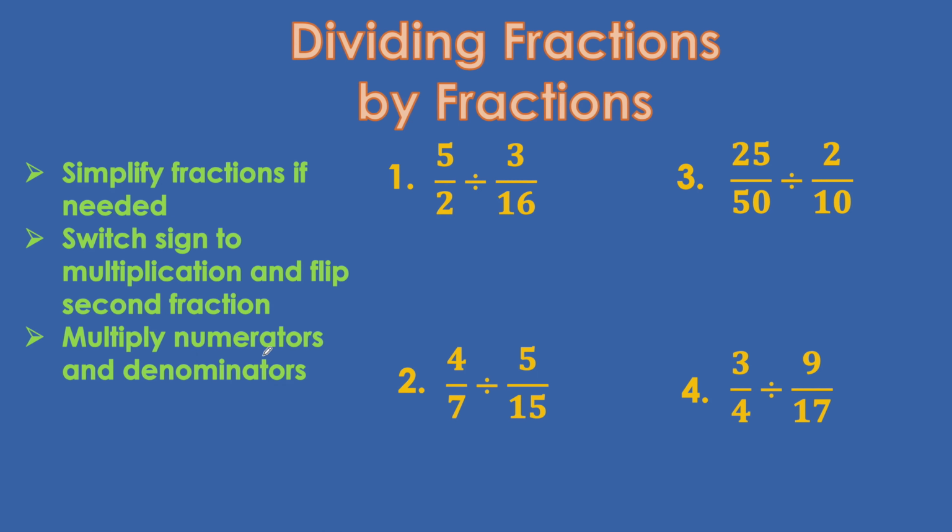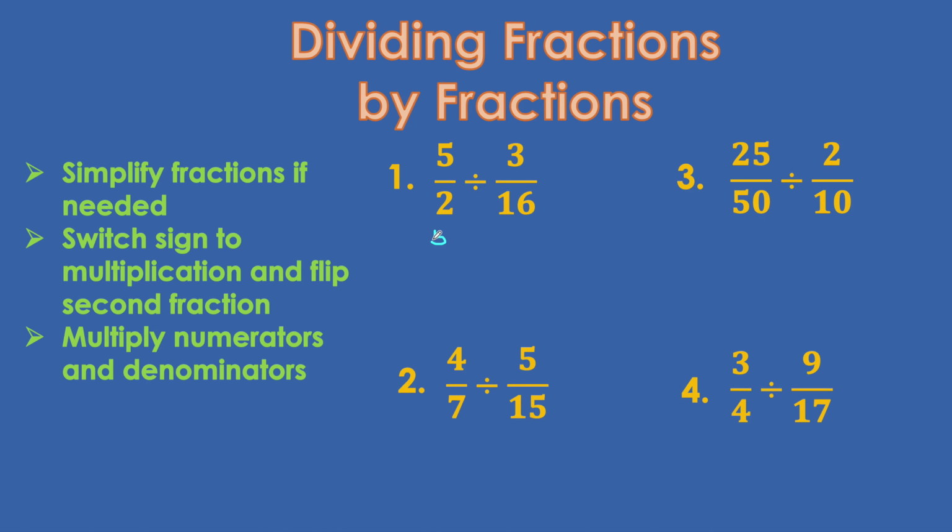There's a list of steps here that we can use to help us solve these problems. Let's look at the first one. We have 5 halves divided by 3/16. So the first step, you can simplify any of the fractions if you need to. Take a look at the first fraction and the second fraction. Notice that neither of these can be simplified, so just go to the second step. Switch the sign to multiplication and flip the second fraction.